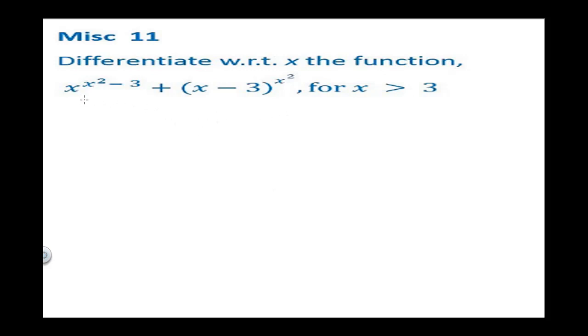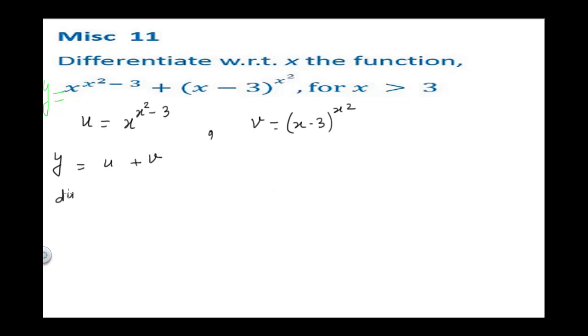As you see, it is variable to the power variable, so we're going to take them as separate u and v. So first of all, I'll equate this complete to y. Clear? Now we will consider u as equal to x to the power x square minus 3, and we'll consider v as x minus 3 whole to the power x square. Considering u and v, now we'll differentiate both the sides with respect to x. We actually get y equal to u plus v.